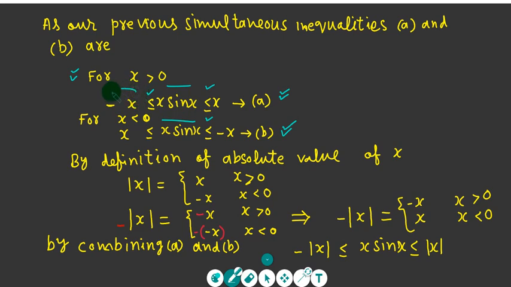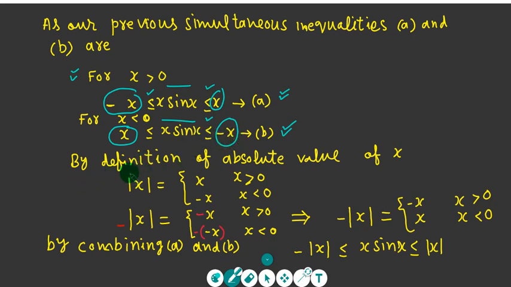These are smaller functions. Here this smaller function is minus x and here this smaller function is x. Both are different. Here this is a greater function and this is a greater function. Both functions are different. One is in inequality A, where x is positive, and here it is negative.